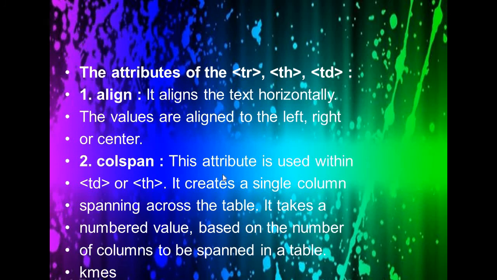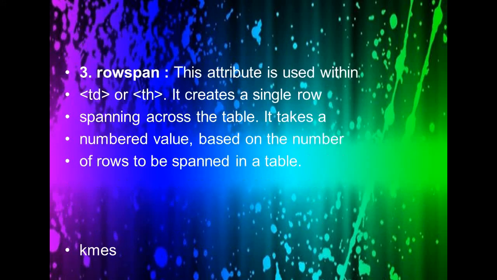Colspan. This attribute is used within td or th. It creates a single column spanning across the table. It takes a numeric value based on the number of columns to be spanned in a table. Then rowspan. This attribute is used within td or th. It creates a single row spanning across the table. It takes a numeric value based on the number of rows to be spanned in a table.